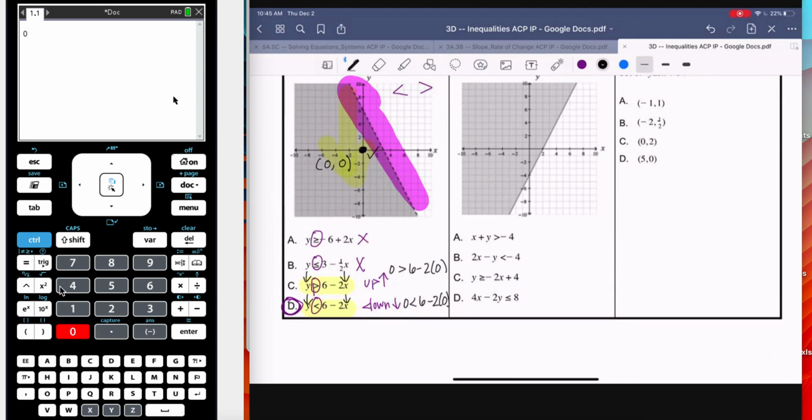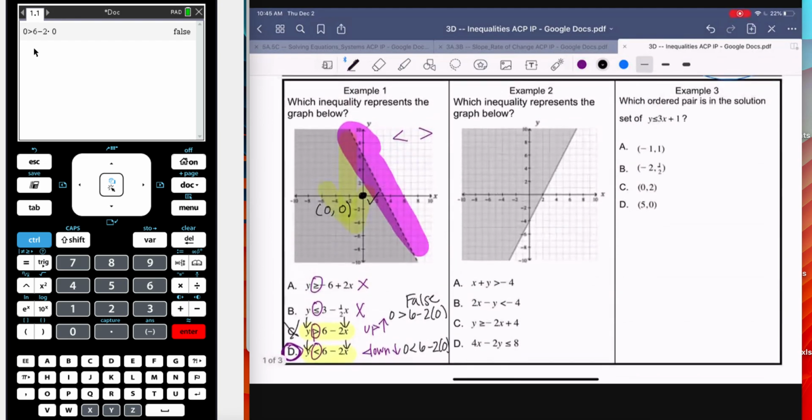I'm going to do 0 is not equal to, control equal is greater than 6 minus 2 times 0, and that is false. So that tells us that 0, 0 would not be a solution for this. So once again, that's how we could check and see if D is our answer.